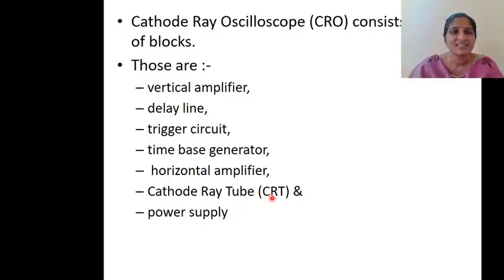Next, the CRT is the heart of the CRO, and it is used to convert the electrical signal into the light signal. Next, power supply. Here there are two power supplies, HV supply and LV supply. High voltage supply is required by the CRT, and low voltage supply is used by all the remaining circuits. So this is about the CRO.